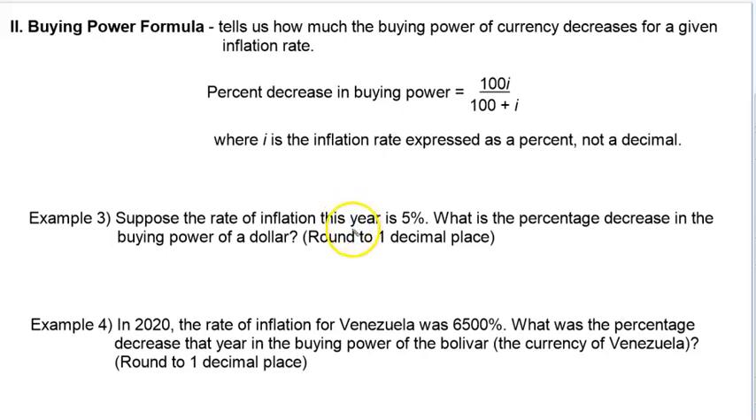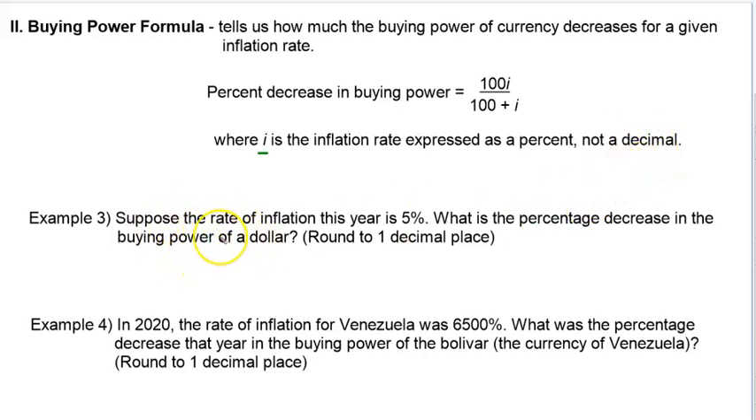What this formula is telling us is, since we have inflation, as inflation goes up, the buying power of the dollar will decrease. It will go down. It's worth less money as inflation grows. So this formula will tell us the percent decrease in the buying power given an inflation rate. And this is key: the inflation rate in this formula is as a percent, not a decimal. Typically we're changing percent to decimal, but not here.